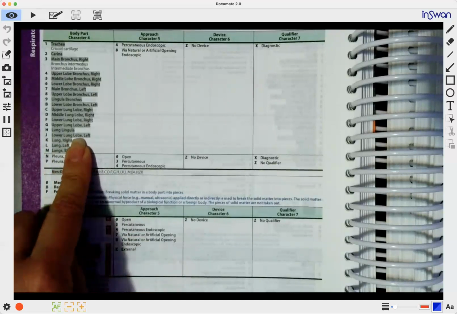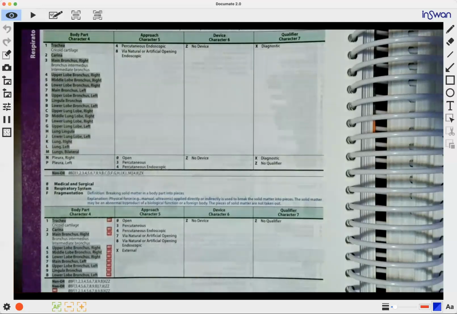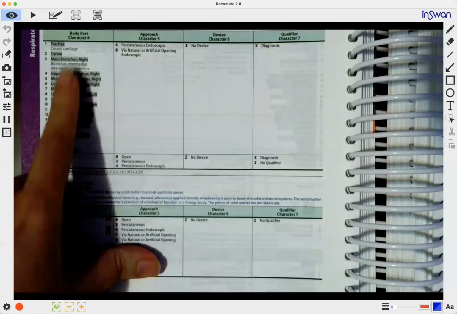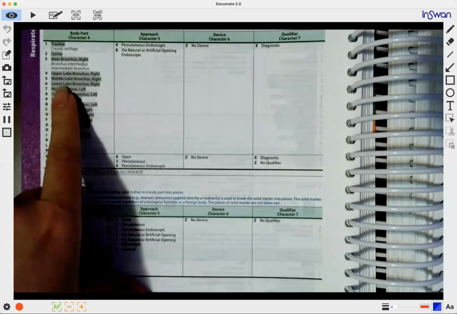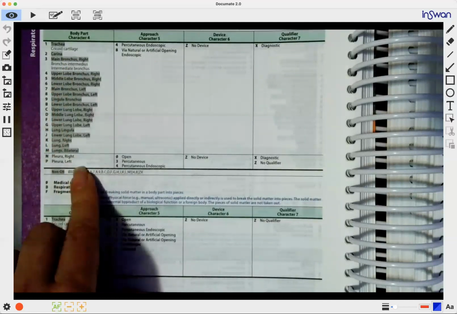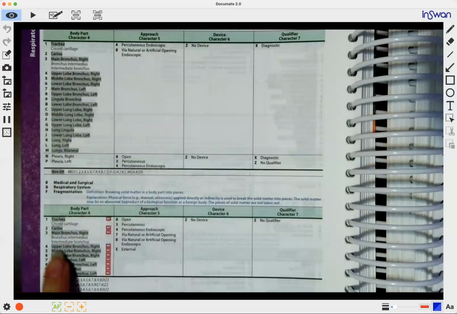So when you look at excision versus resection, the difference between those two root operations, one is part of a body part and one is all of a body part. And this is what we mean. Does it have its own body part value? And did they take all of that, or did they take some of that? So did they take all of the trachea or some of the trachea?